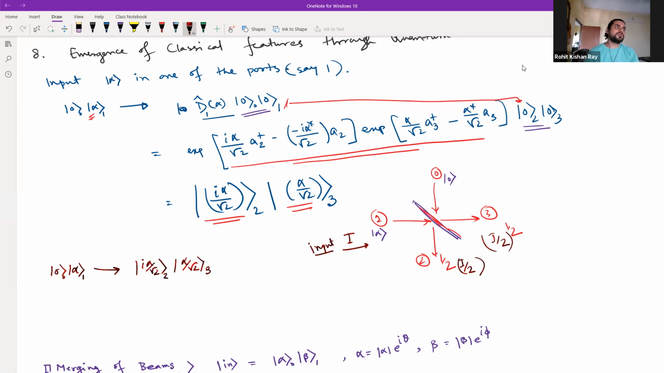Right. So you take one laser and you get two different lasers. The reverse is merging of lasers. So you should have two lasers in two modes and they should merge to some single mode output, right? Something like that. So this is the reverse of it.